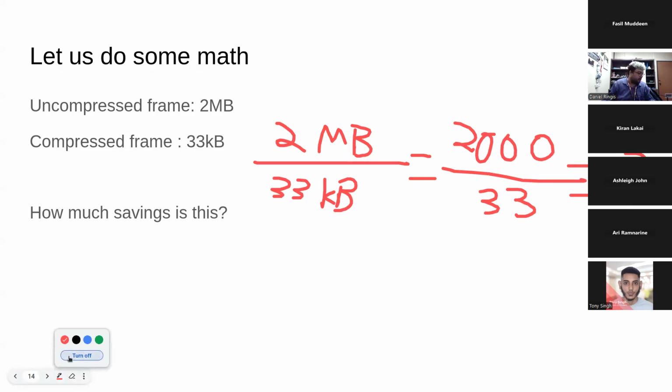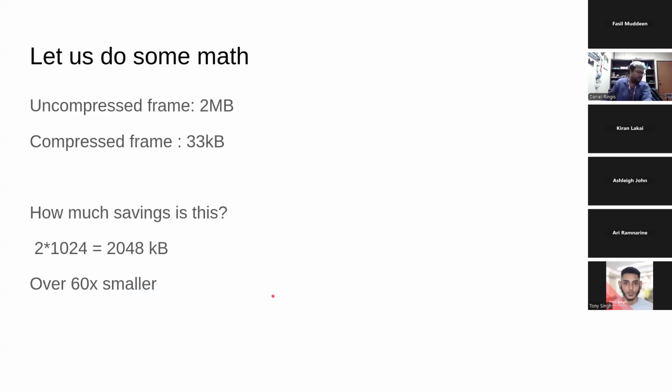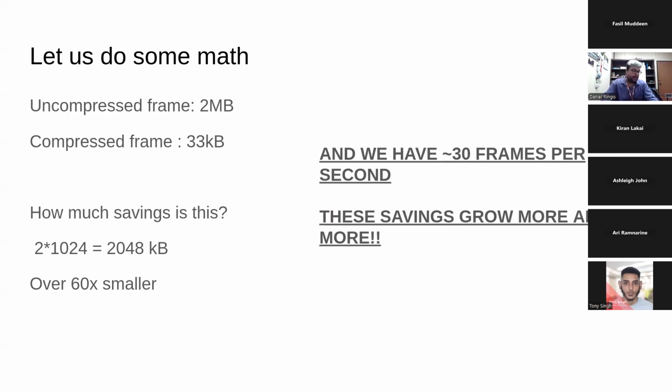Sixty-ish. All right. So let's see. I think I had it on the next slide. Yeah. So a megabyte is actually 1024 kilobytes. So this ends up being over 60 times smaller. So 60 times the savings for that difference in quality.